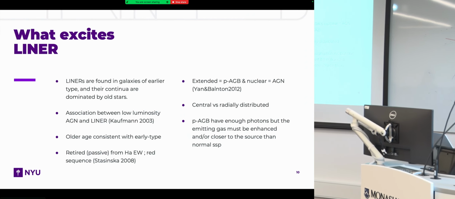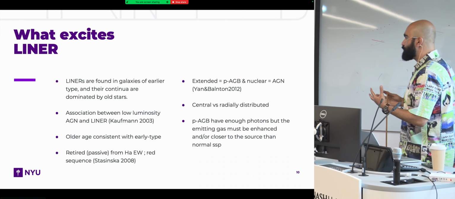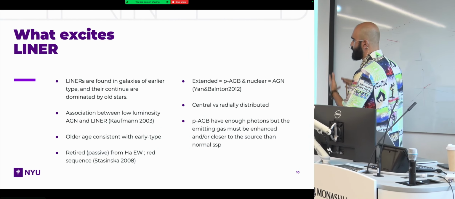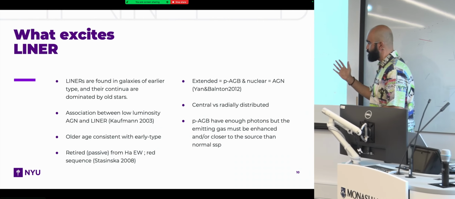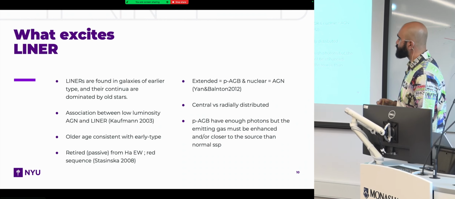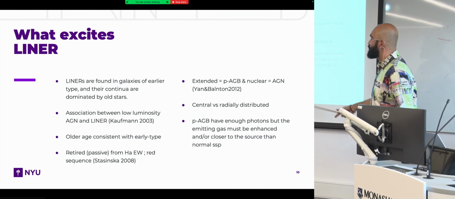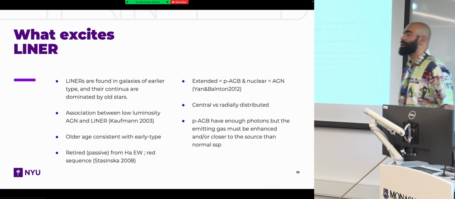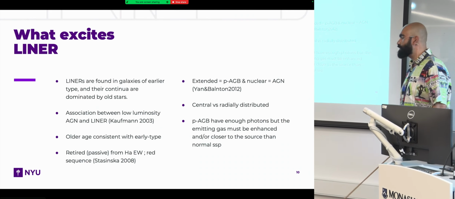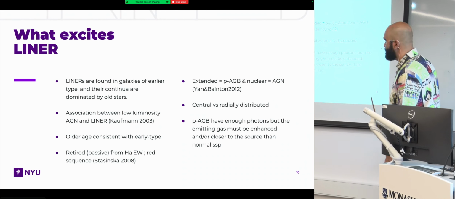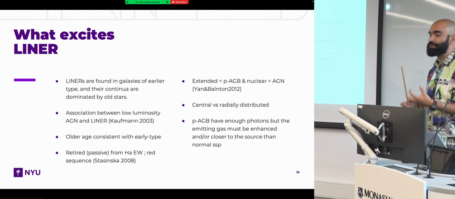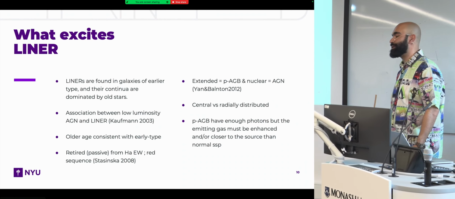So our conclusions, based on previous findings and today's findings as well, are summarized in this slide. What excites LINERs? So it was known that LINERs are found in galaxies of earlier type, and that their continuum is dominated by old stars. That's something that's been known since the 80s.